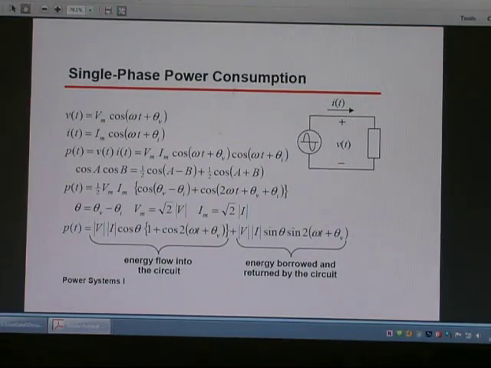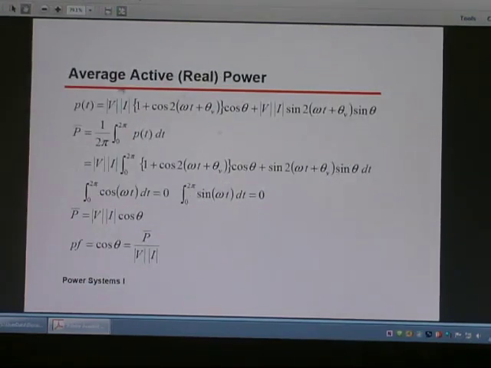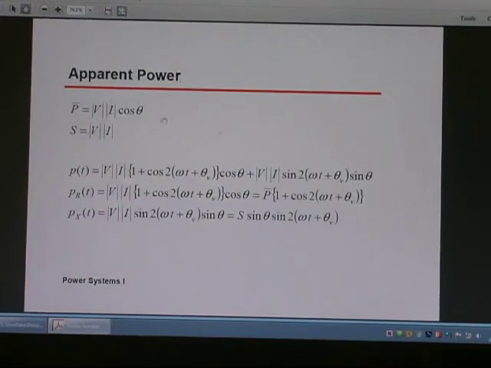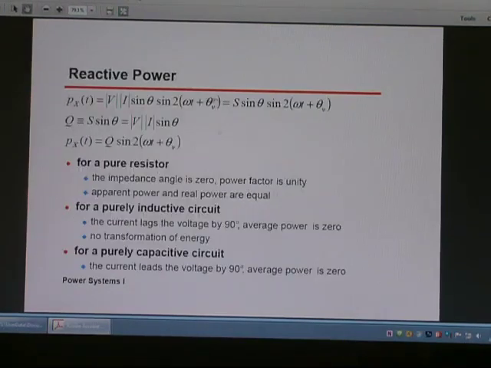So this equation, this component is the energy flow to the circuit, this component is energy borrowed and returned by the circuit. So this is the active real power calculation. And this is the apparent power calculation. This is a reactive power calculation.